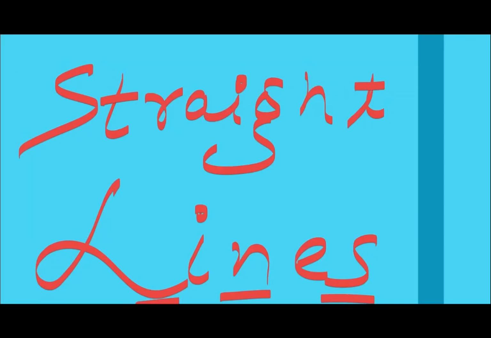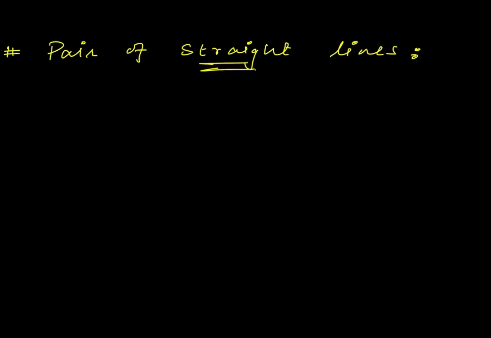Students, in today's class of straight lines, we will start pair of straight lines. So let's get started. Make the heading first: pair of straight lines. Students, what is pair? Pair means two, right? So if we are talking about two lines simultaneously, then we are talking about pair, right?